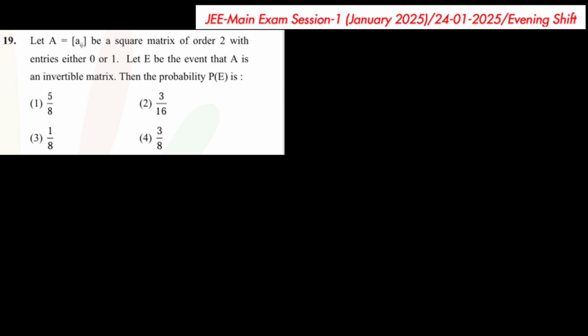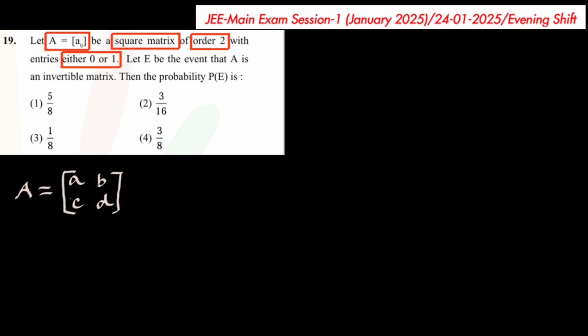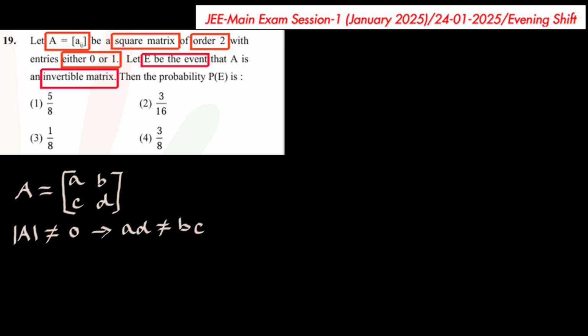In this question, A is a square matrix of order 2 with entries either 0 or 1, which means if A is the matrix A, B, C, D, then elements A, B, C, D will either be 0 or 1. Let E be the event that A is an invertible matrix, which means determinant of A is not equal to 0, which also means AD not equal to BC. And in this case, we have to find the probability P of E.